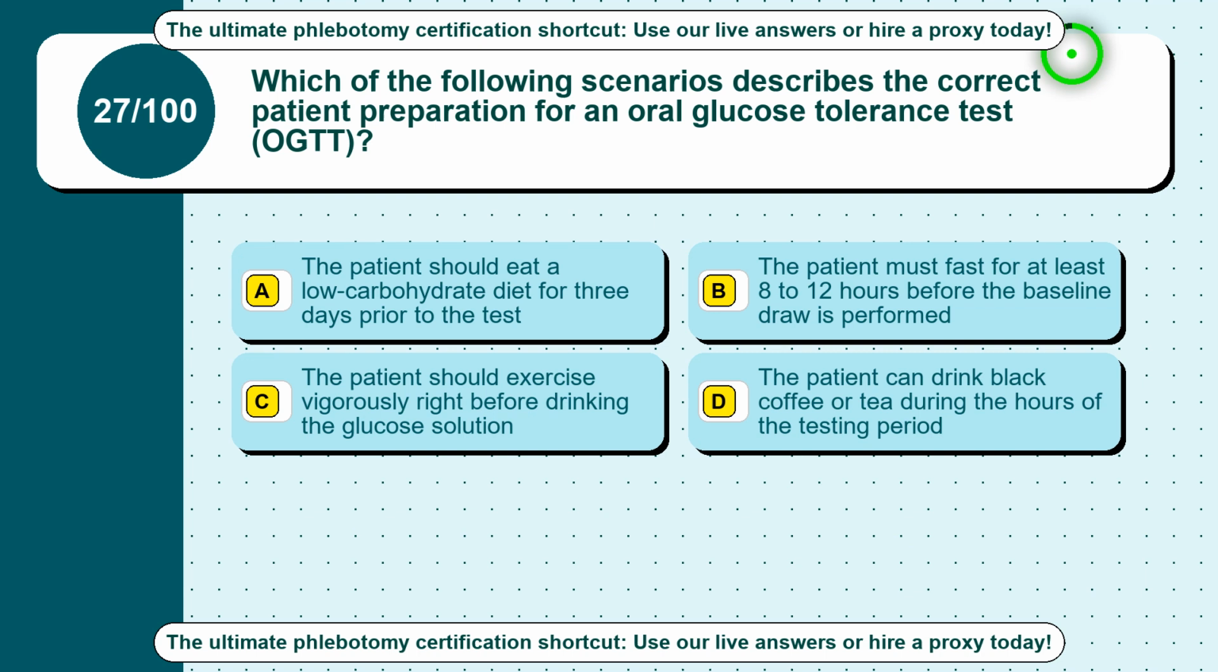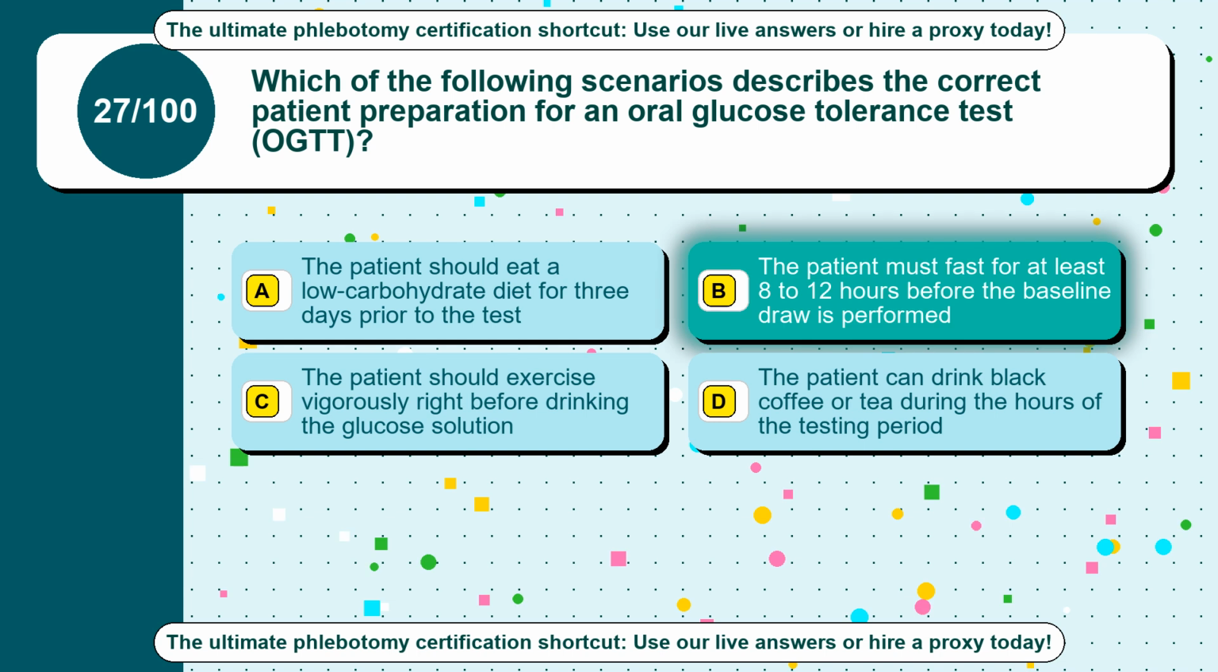Question 27. Which of the following scenarios describes the correct patient preparation for an oral glucose tolerance test, OGTT? Option A. The patient should eat a low-carbohydrate diet for 3 days prior to the test. Option B. The patient must fast for at least 8 to 12 hours before the baseline draw is performed. Option C. The patient should exercise vigorously right before drinking the glucose solution. Option D. The patient can drink black coffee or tea during the hours of the testing period. The correct answer is option B.